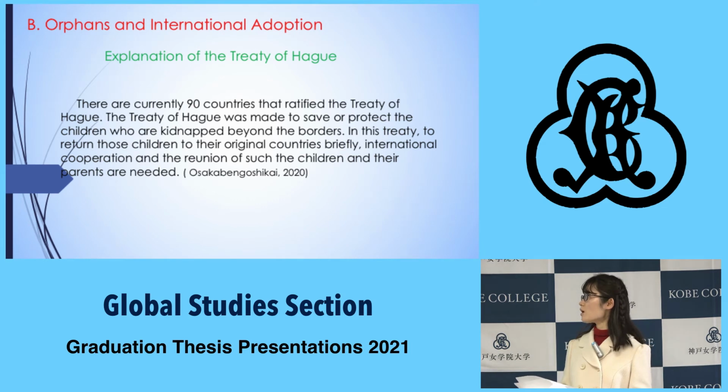So what is the Treaty of Hague? There are currently 90 countries that have ratified the Treaty of Hague. This treaty was made to save or protect children who are kidnapped across borders. In this treaty, to return those children to their original countries, briefly, international cooperation and the union of the children and their parents are needed.